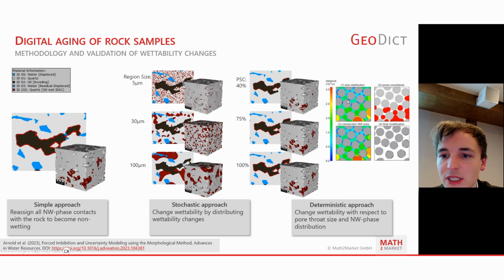On the right-hand side, you can see an even simpler illustration of that. You would have a size distribution. You consider only the larger pores here, marked in red. And based on these largest pores, which is here in that case 40%, you reassign the contact angles of the grain surfaces to become oil wet after the drainage.